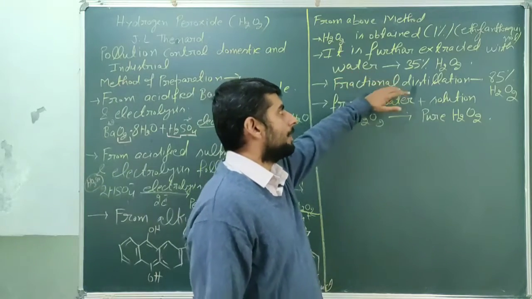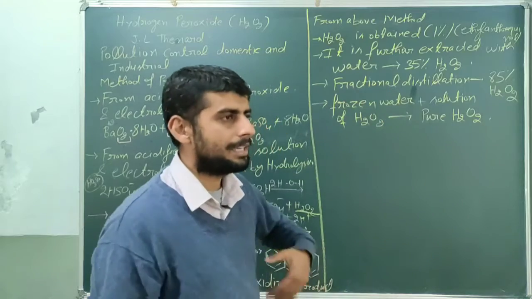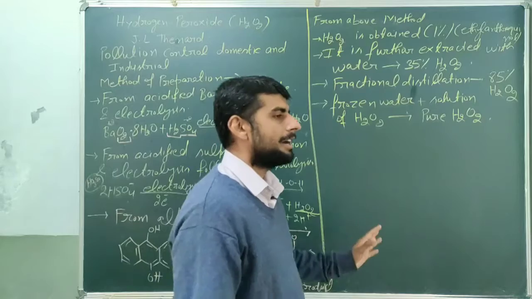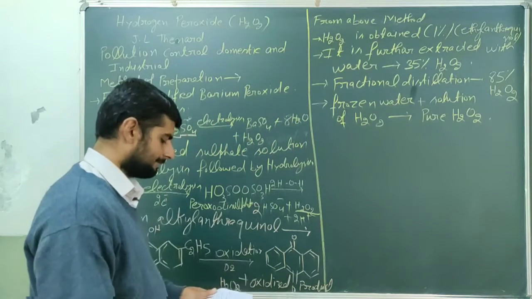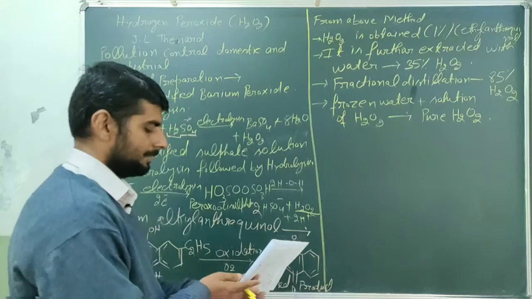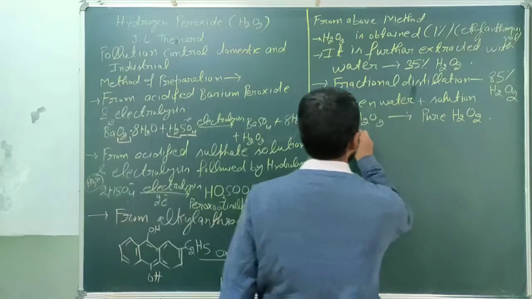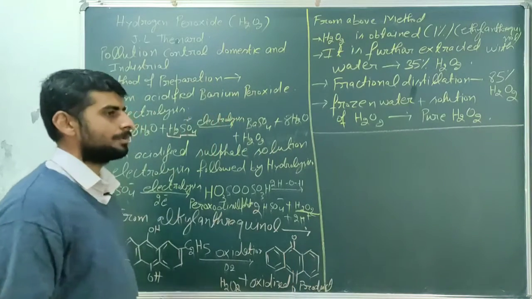Then we will react it with water, then we will get 35% H2O2. Again fractional distillation, then the percentage will increase again. Again we will use the frozen water, then we will get 100% H2O2, means pure H2O2. Clear? Any doubt, students, regarding it? This topic, the preparation of H2O2, is completed.